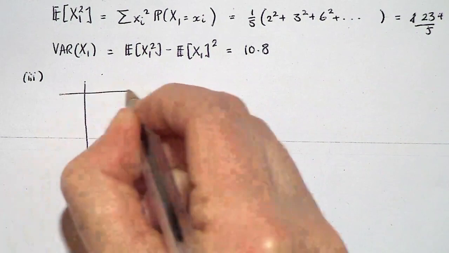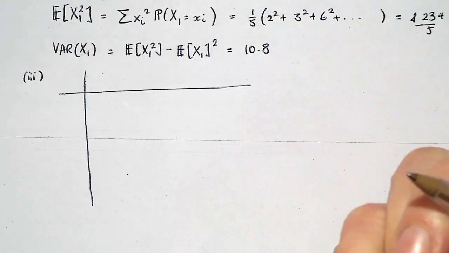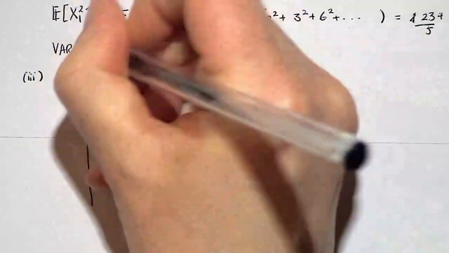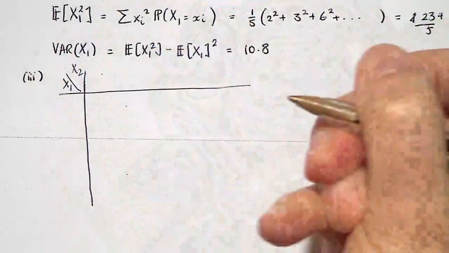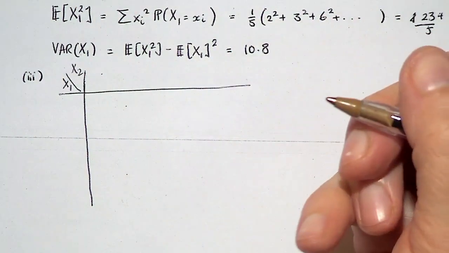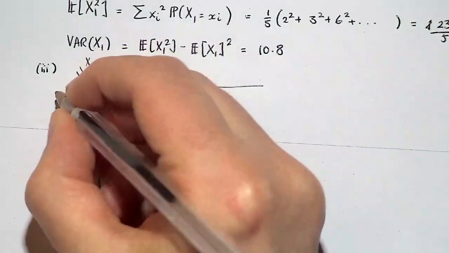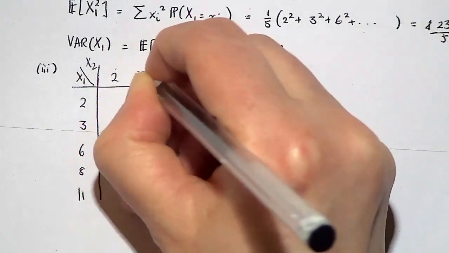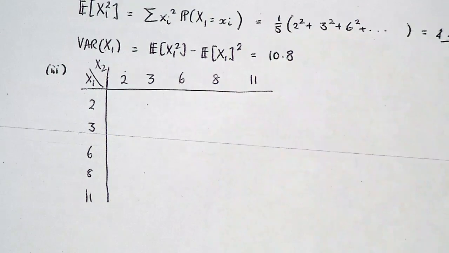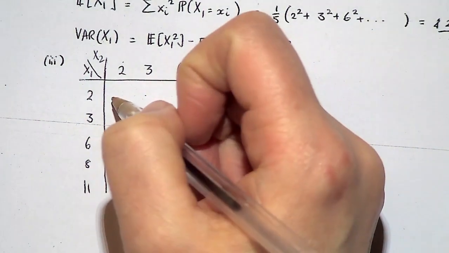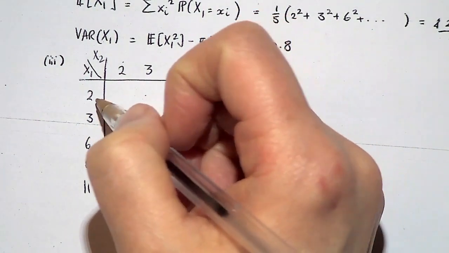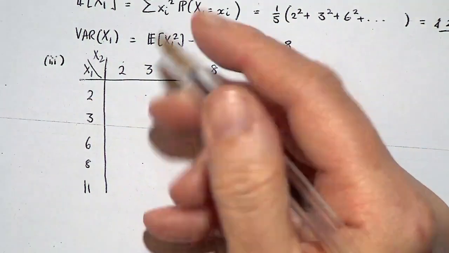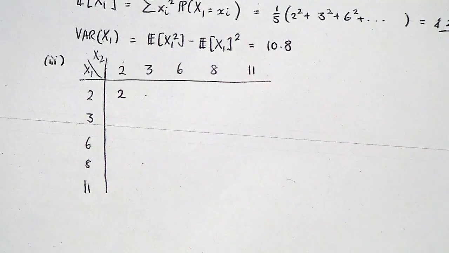I decided that in the rows I'd put the value of x1, okay? In the columns I'd put the value of x2 that I picked. And then in the body of the table I'd put the sample mean for that particular case. So we'd have 2, 3, 6, 8, and 11. 2, 3, 6, 8 and 11. Okay, so for example, in this first box here, my sample of size 2, I select 2 twice. So the mean of those two together is 2 plus 2 divided by 2, which is 2.